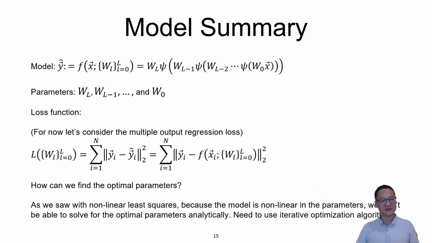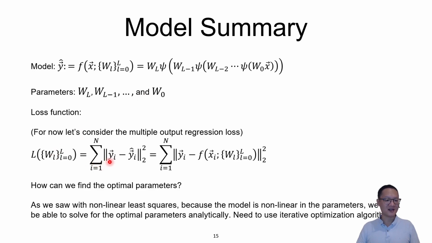Let's summarize a little bit. We have our model, which is y hat equals a nonlinear f of x. The parameters of our model are the W_l's, all the weights of every layer. Explicitly written, this is equal to W_L psi of W_{L-1}, psi of W_{L-2}, finally psi of W_0 x. These are the parameters we would like to learn. To learn these parameters, we need to define a loss function. One common loss function is a multiple output regression loss.